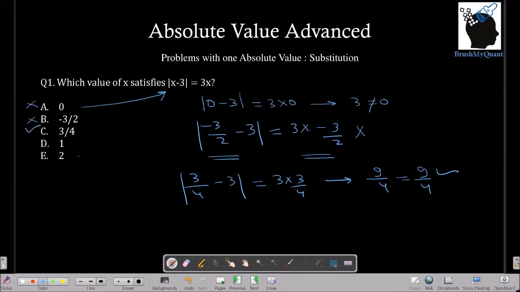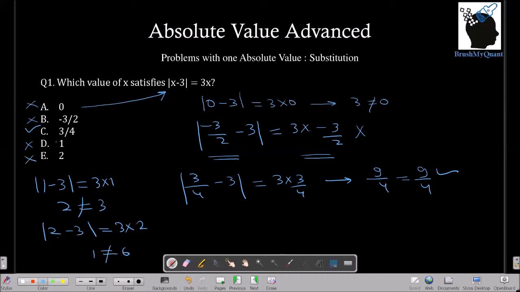Let's still go ahead and check option number D and E. So if I put x is equal to 1, we'll get mod of 1 minus 3 is equal to 3 into 1, or nothing but 2 is equal to 3, which definitely is not true. If I put x is equal to 2, we'll get mod of 2 minus 3 is equal to 3 into 2, or nothing but 1 is equal to 6. Definitely that is also not true.